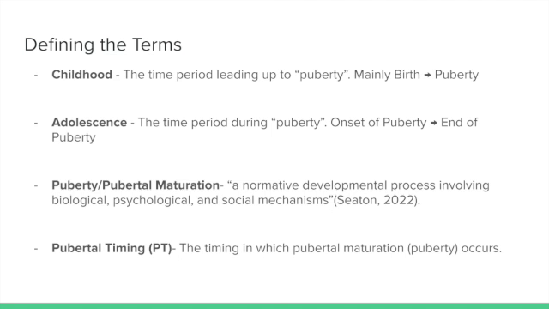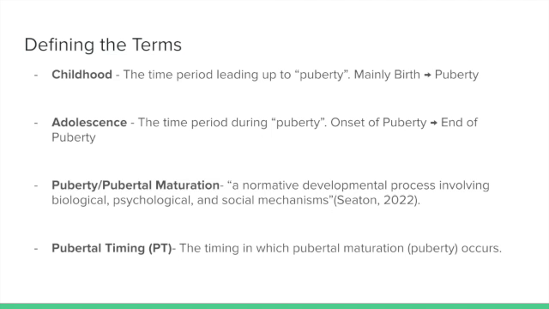Now, childhood and adolescence both provide a sort of timeline for our overall discussion, and it's important to recognize this timeline because we're going to use a lot of these words throughout our presentation. Childhood is just the time period leading up to puberty. It's from birth to puberty. There aren't concrete ages because, as you all know, puberty can happen at different stages, and that's going to be very present throughout our entire presentation.